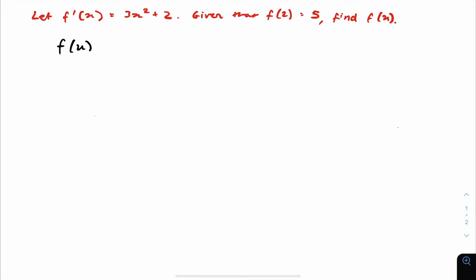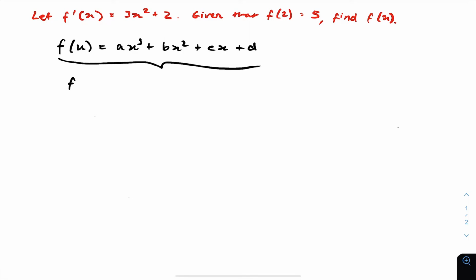So f of x is going to equal the general cubic function, ax cubed plus bx squared plus cx plus d, which are constants that we have yet to figure out. Now I'm going to differentiate our general cubic formula, which becomes the derivative of f of x is equal to 3ax squared plus 2bx plus c, and the constant goes away. Now, what we have to do is compare it to our derivative function that we already know is 3x squared plus 2. If we compare like terms, we can obtain a, b, and c.